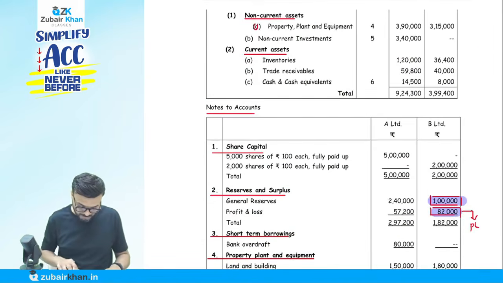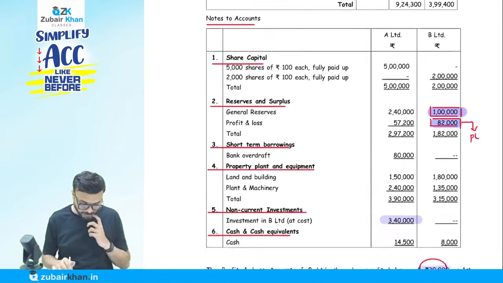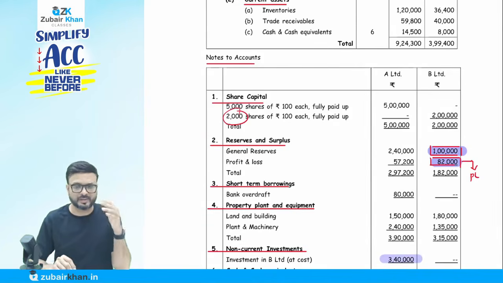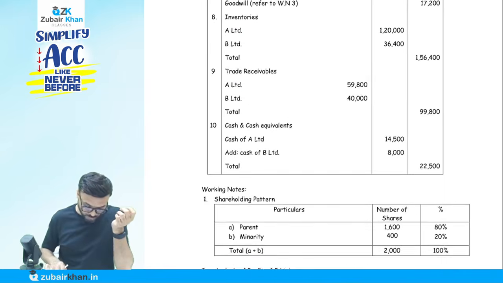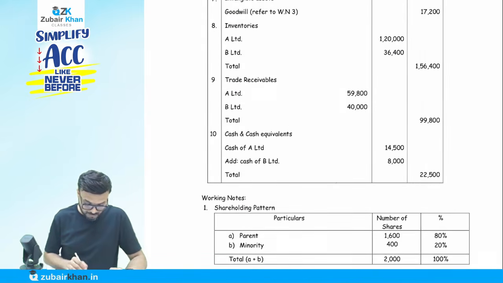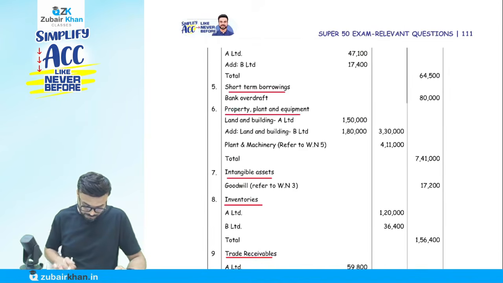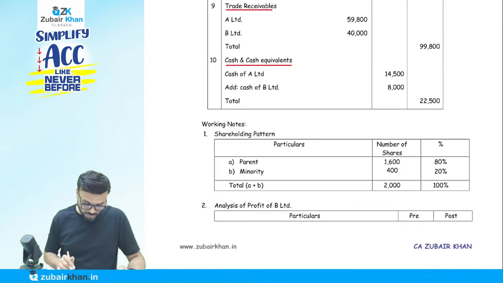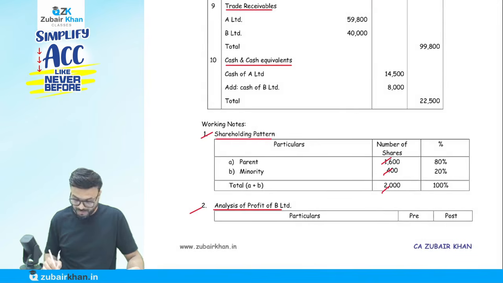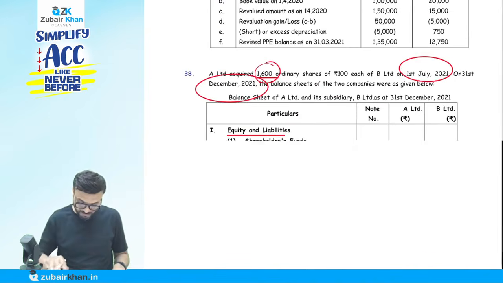But how many shares do we hold? Yes, 1,600. How many total shares? 2,000. So out of 2,000, we hold 1,600. It means 80%. So write down in the shareholding pattern here now. That is here in the working. Oh, they have prepared so many notes to accounts. It's okay, there's no need to prepare that much, but it's okay. Now here, notes to working: shareholding pattern, analysis of profit. You can see 1,600, 400 shares, 80%, 20%, total is 100%. Now we'll write it down one by one here. Okay, let's go one by one.